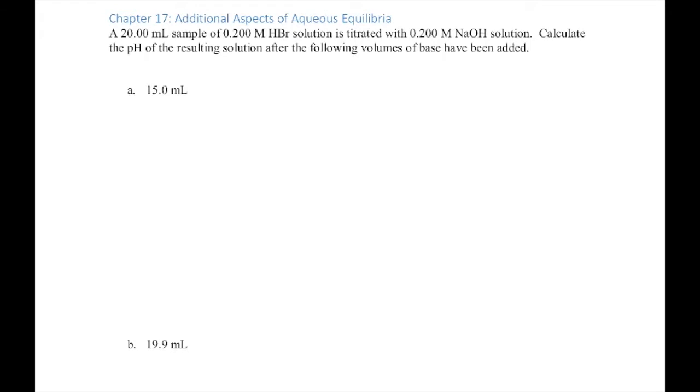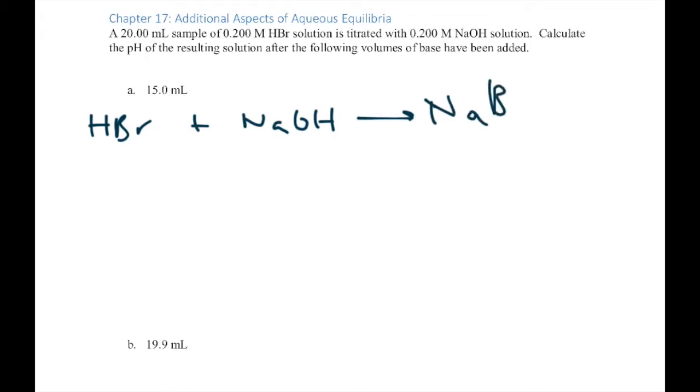So we write the equation, HBr plus NaOH gives us NaBr, a salt, and water, right? So this is a mole table. We have 0.2 molar. So we need to figure out moles, right?